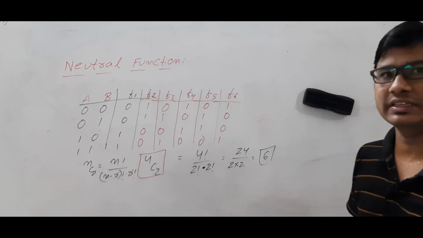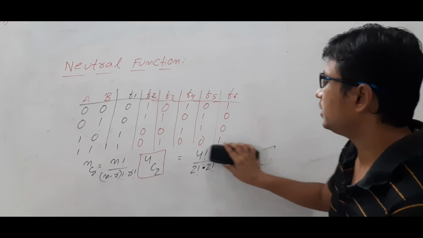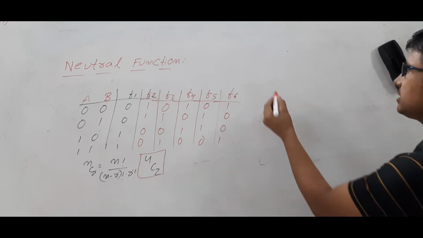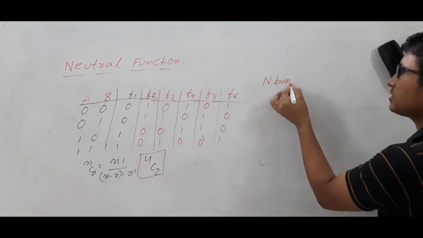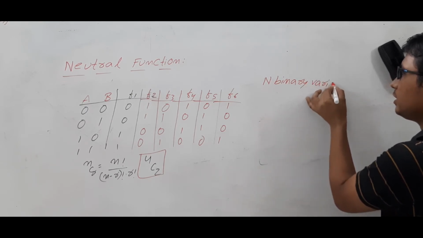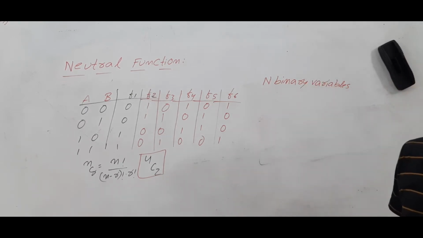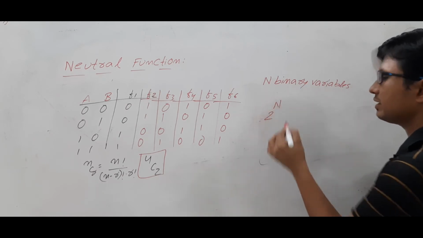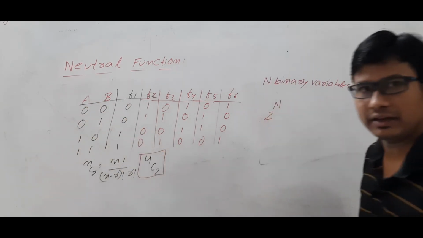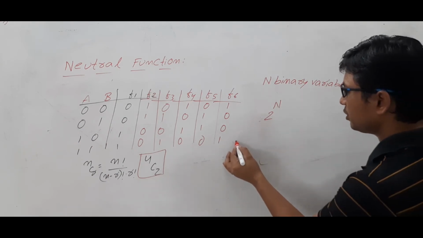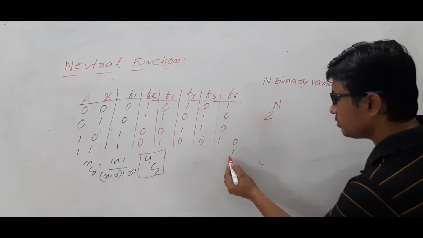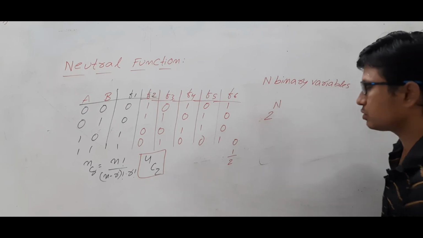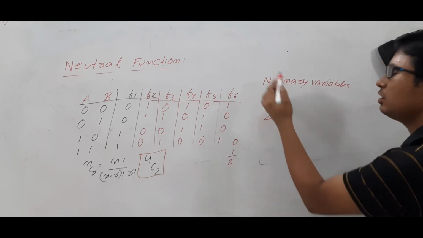Now if you ask me for the generalized one, let me tell you how many neutral functions are possible if you take n binary variables. If someone asks how many neutral functions are possible with n binary variables, you will get 2 power n combinations. Am I right or wrong? Because each variable will take 0 or 1, so each variable has 2 combinations. Similarly, if n binary variables are there, 2 power n.